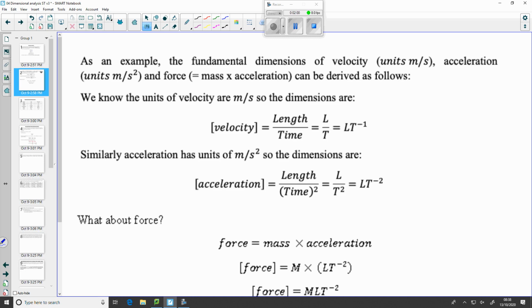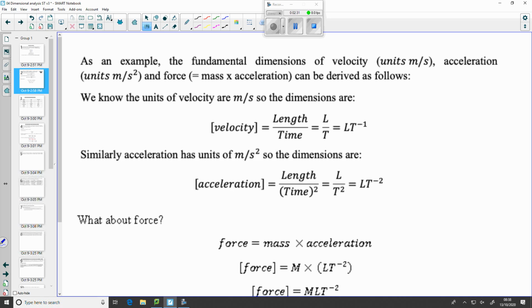If we take a look, as an example, at the fundamental dimensions of velocity, whose standard SI units are meters per second, and acceleration, whose units are meters per second squared, and force, which is mass times acceleration, we can derive the dimensions of those quantities using the formula.